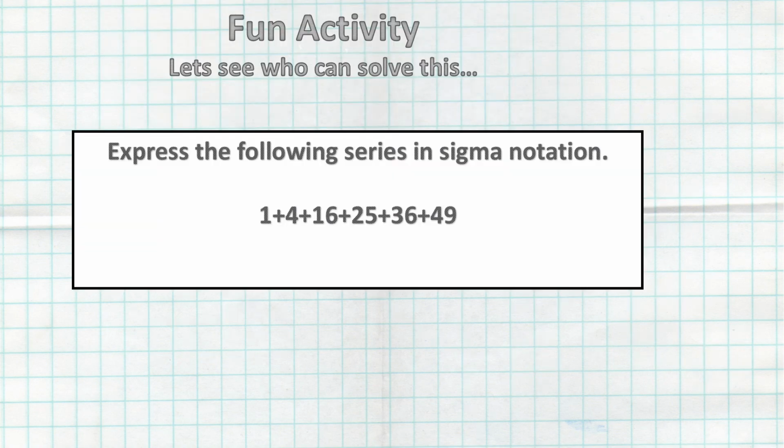Okay, so here's your fun activity, and let's see who can solve this. They say express the following series in sigma notation. You are given 1 plus 4 plus 16 plus 25 plus 36 plus 49, right? In this one you must be very careful. Just look at the series. If I can give you a hint, this is not a geometric series and it's not an arithmetic series. You have to just determine by yourself what sequence it is forming. By looking at the numbers, you'll see that there's a certain sequence it's forming. Then you just need to be creative like that.